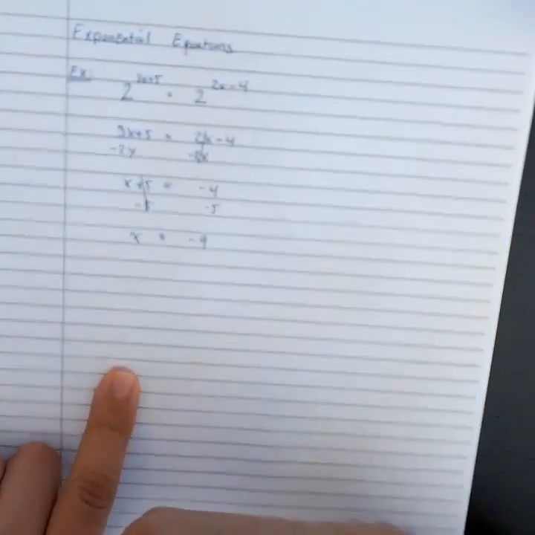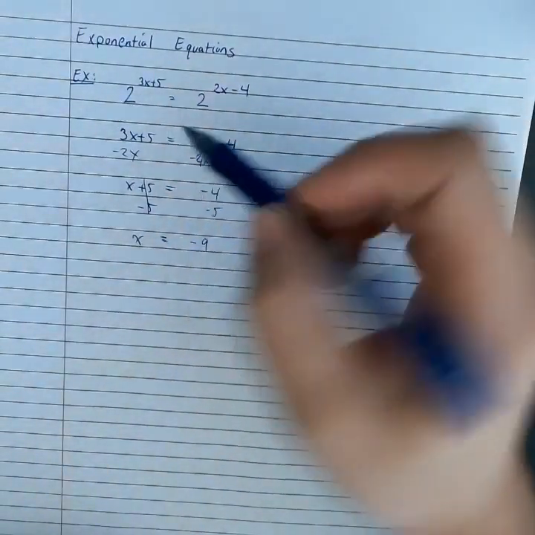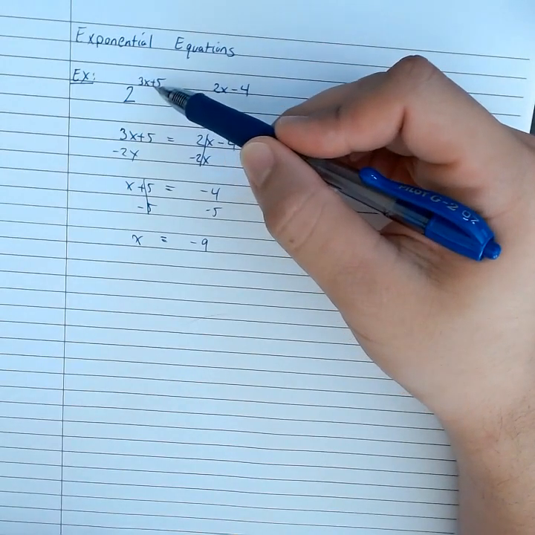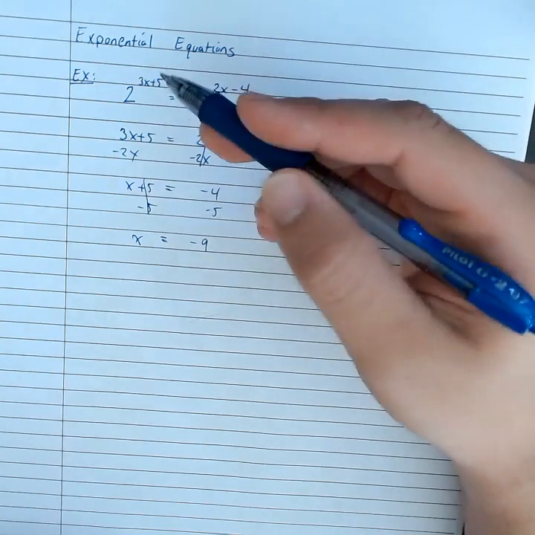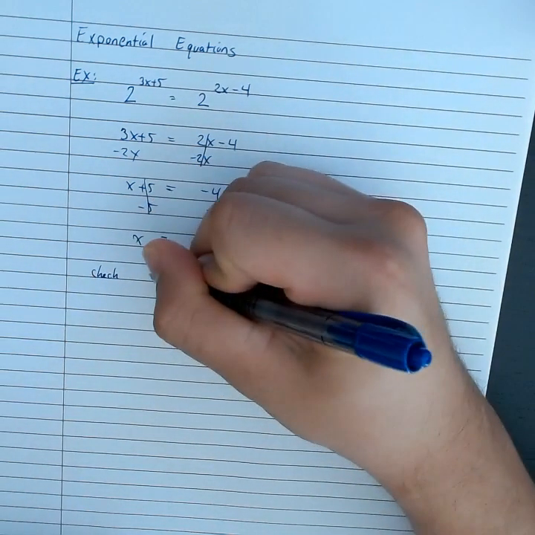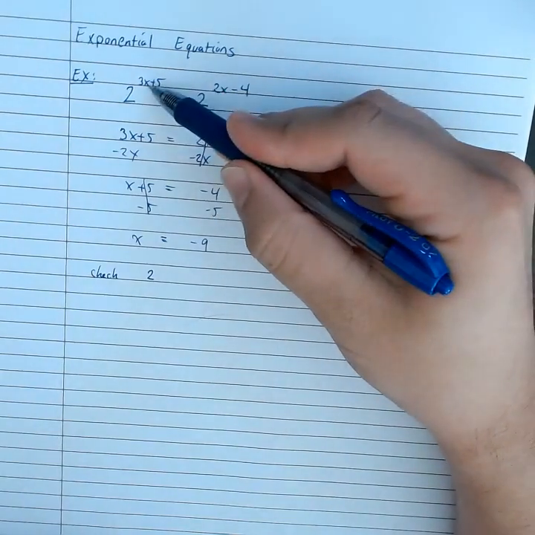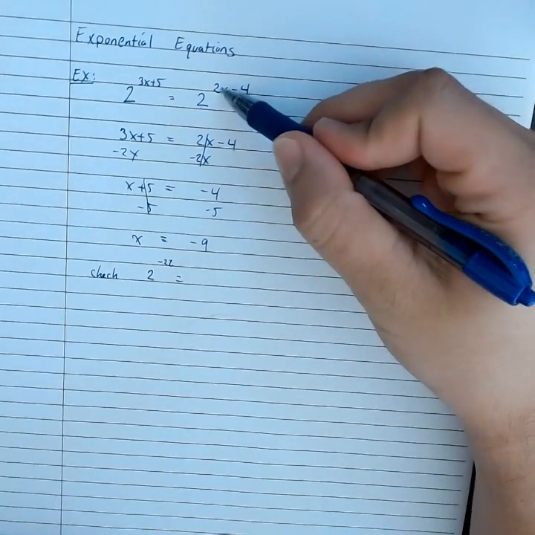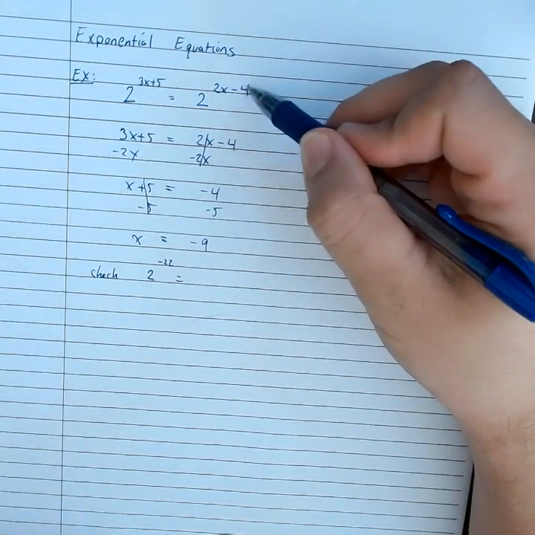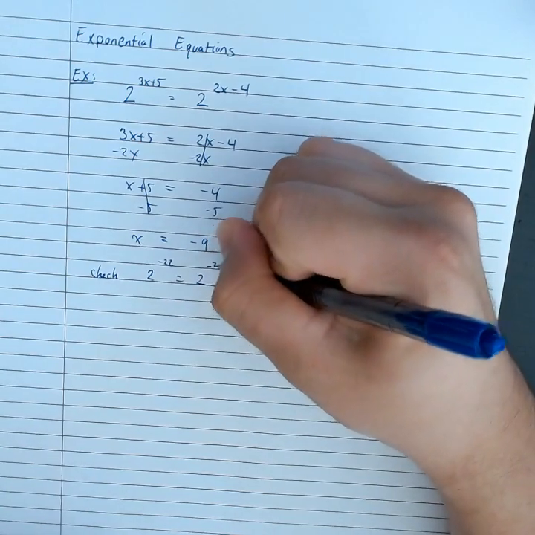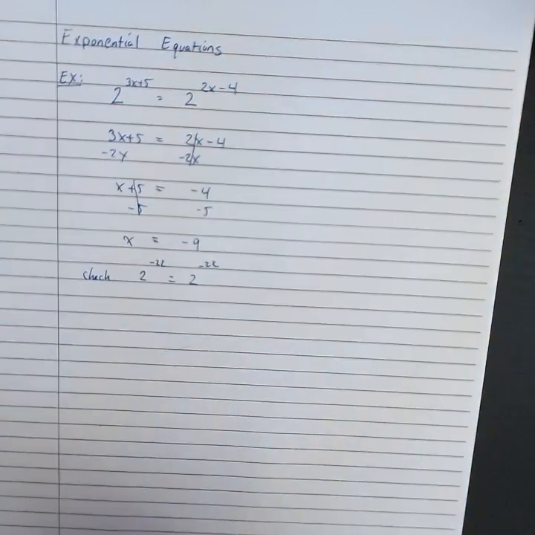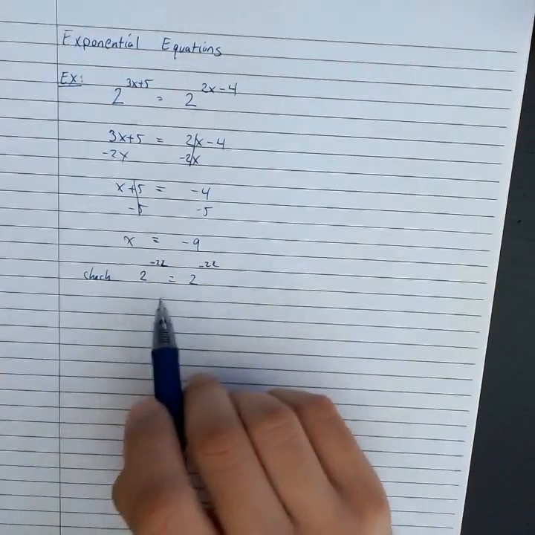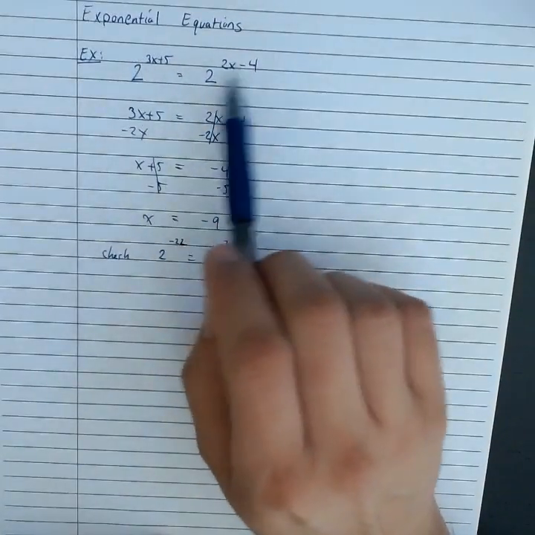And there we go. We could even plug that in if we wanted and check that out. Plug negative 9 in here. Negative 9 times 3 is negative 27. Negative 27 plus 5 is negative 22. So here I could even check this, and I would get 2 to the negative 22 is equal to, and if I plug it in here, negative 9 times 2 is negative 18, minus 4 is also negative 22. And sure enough, those two are equal to each other. 2 to the negative 22 is equal to 2 to the negative 22. This works as long as the bases are the same.